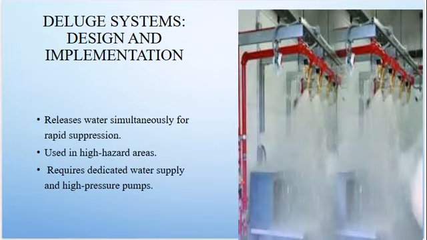Deluge systems, design and implementation. Deluge systems release water simultaneously from all sprinkler heads for rapid fire suppression. These systems are commonly used in high-hazard areas such as chemical storage facilities.